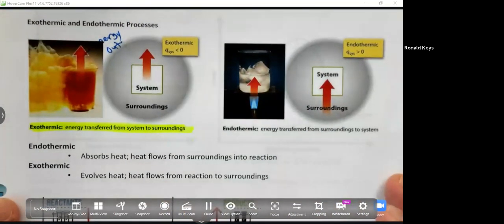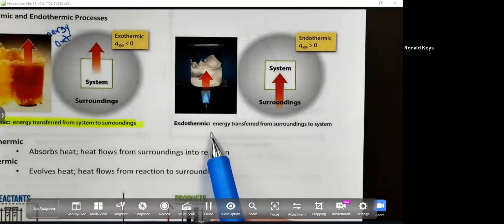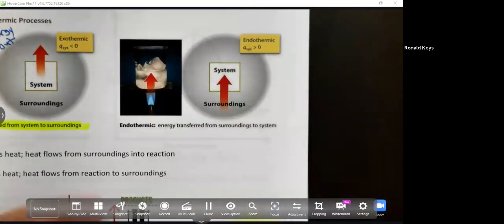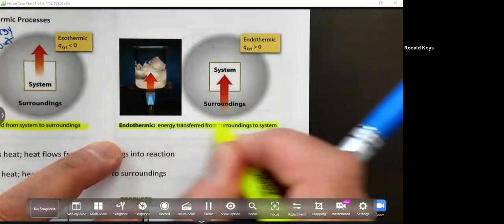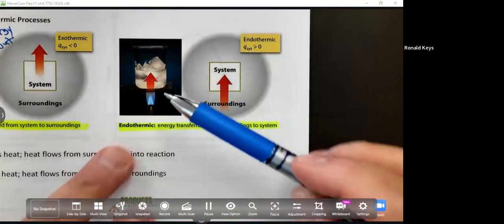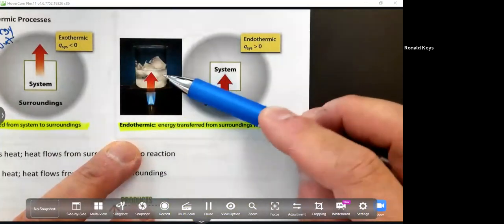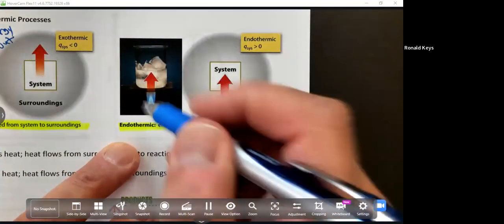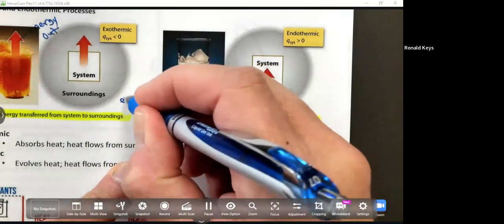This is energy out. If heat energy is transferred from the surroundings, that is endothermic. This is putting energy into our system, into our beaker, correct? This flame for sure is energy in.